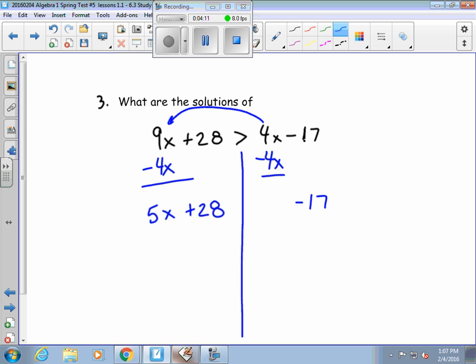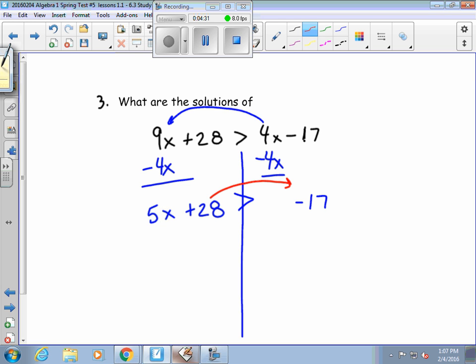Ask yourself, do I have to reverse the symbol or leave it alone? Remember, anytime you multiply or divide an inequality on both sides by a negative, you reverse the symbol. In this case, all we did was subtract 4x, so leave the symbol alone. Since we brought our x's, our variables, to the left side, we want to bring our constant terms to the right side.